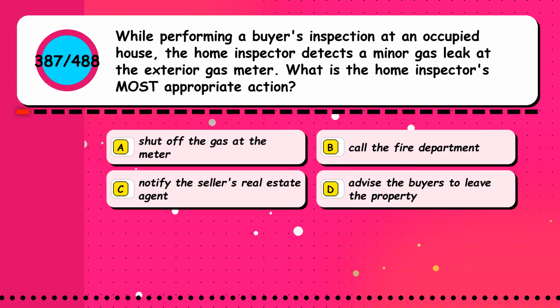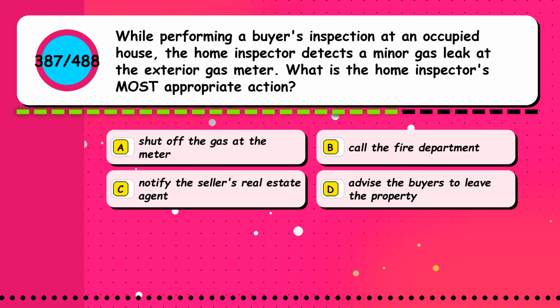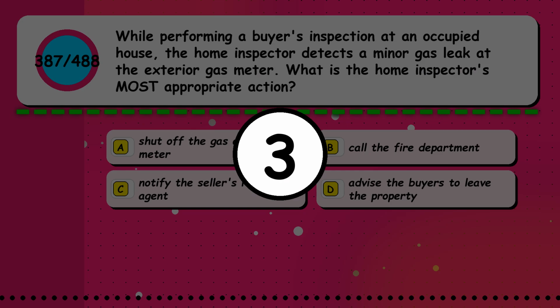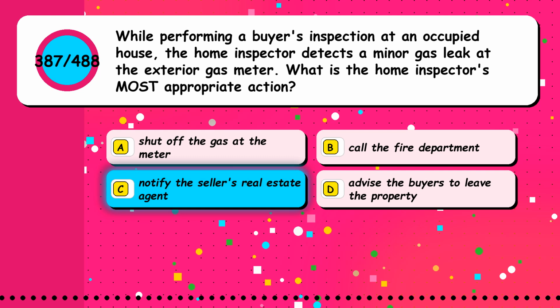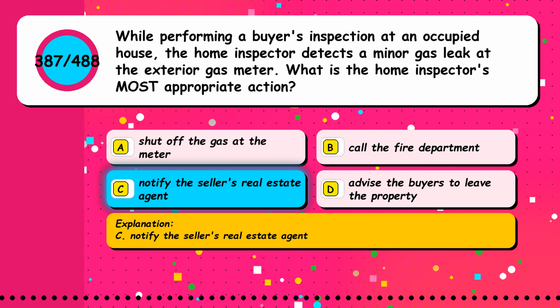Question 387. While performing a buyer's inspection at an occupied house, the home inspector detects a minor gas leak at the exterior gas meter. What is the home inspector's most appropriate action? Option A, shut off the gas at the meter. Option B, call the fire department. Option C, notify the seller's real estate agent. Option D, advise the buyers to leave the property. The correct answer is option C, notify the seller's real estate agent.